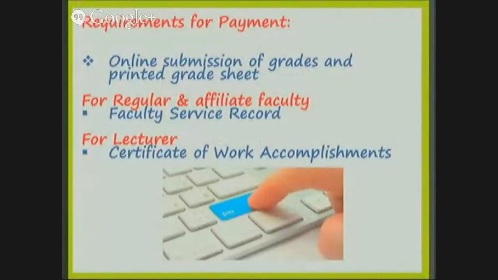I have printed it out. For regular and affiliate faculty, you have your faculty service record. For lecturer, certificate of work accomplishments. That's all. Ideally, it should be within 1 month? No, not even. Once you have submitted all the requirements, it should be processed within 2 weeks. Keep following it up.